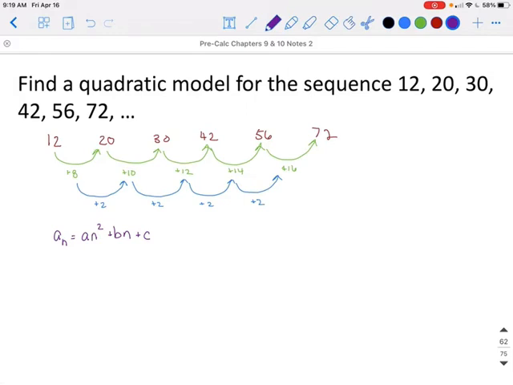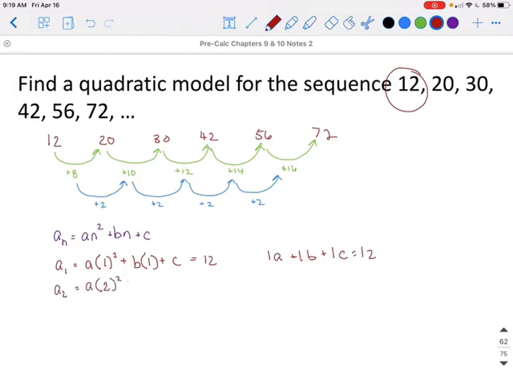So if we plug these in for the first term, the n will be 1. So a sub 1 is going to be a times 1 squared plus b times 1 plus c. And we know that a sub 1, the first term in our sequence, is 12. Or if we simplify this, 1 squared will give us 1a plus 1b plus 1c is equal to 12. We know for a sub 2, we're going to have a times 2 squared plus b times 2 plus c, and we know our second term is 20. So if we simplify this, 2 squared gives us 4a, 2 times b is just 2b, plus 1c is equal to 20.